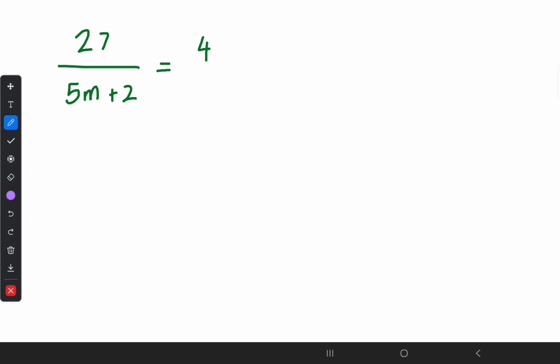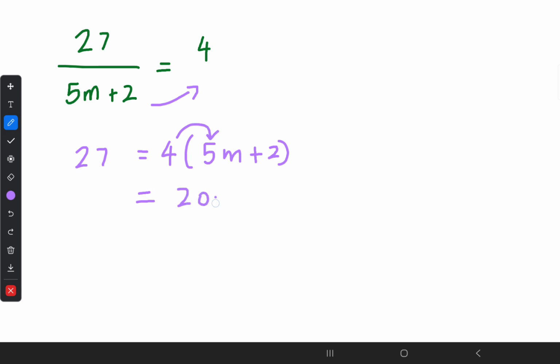So what do we need to do? m is in denominator form. We have to make it a numerator. Just multiply this with the number 4. So 27 equals 4 times 5m plus 2. Thereafter we can expand the bracket. Let's expand 4 times 5m, which would be 20m, and 4 times 2, which is 8.